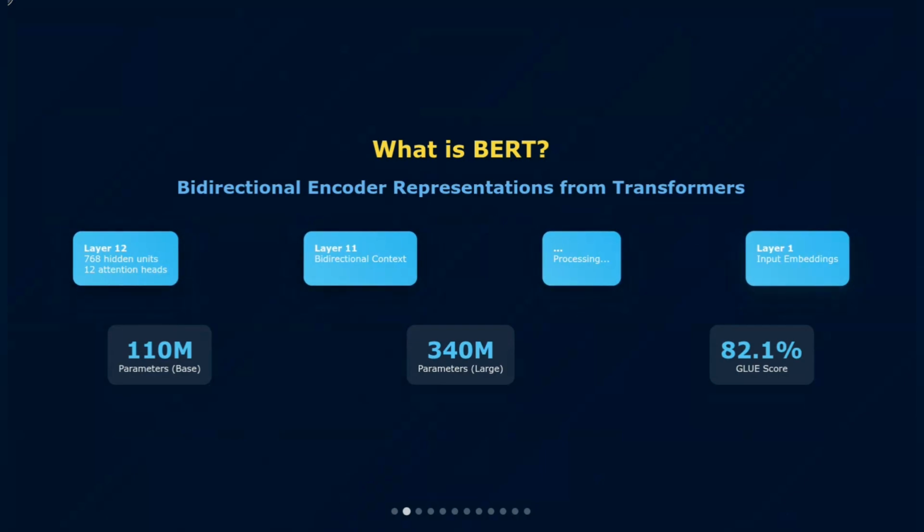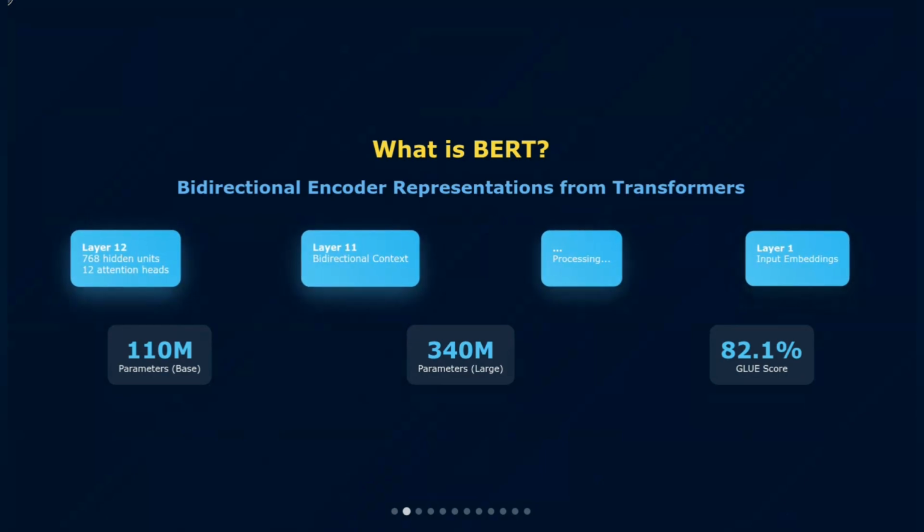When Google released BERT in October 2018, it came in two configurations: BERT Base with 12 transformer layers, 768 hidden dimensions, 12 attention heads, and 110 million parameters. Then there's BERT Large, with 24 layers, 1,024 hidden dimensions, 16 attention heads, and a massive 340 million parameters. The impact was immediate and dramatic. BERT achieved state-of-the-art results on 11 NLP tasks, including pushing GLUE benchmark scores from 68.9% to 82.1%.